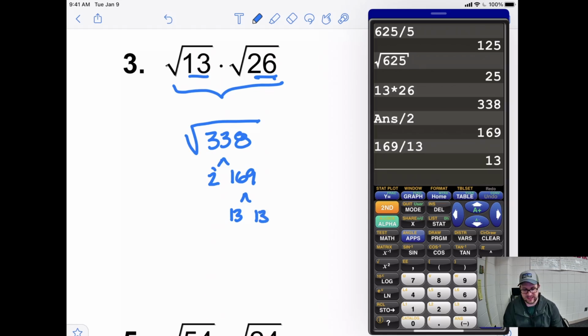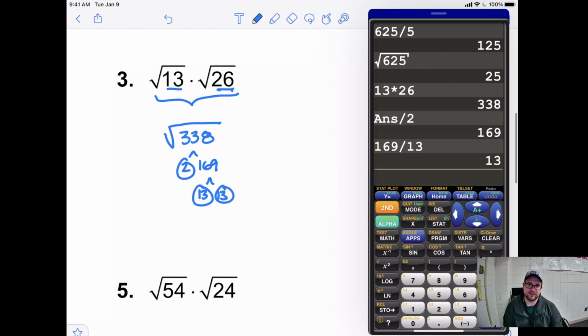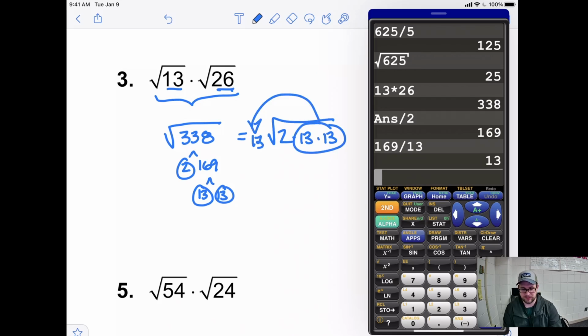Now, 13 is officially a prime number, just like 2 was, so we can rewrite the square root of 338 as 2 times 13 times 13. Remember, this is where you do your 2 for 1 special. You pull out your 13, you get 13 on the outside and the square root of 2 inside. Move along and have a great day. Nice job.